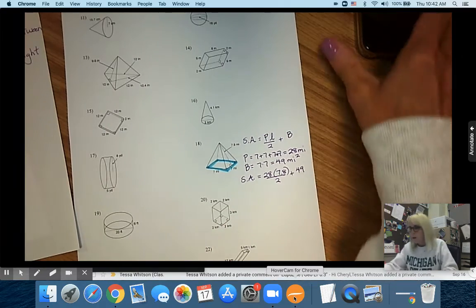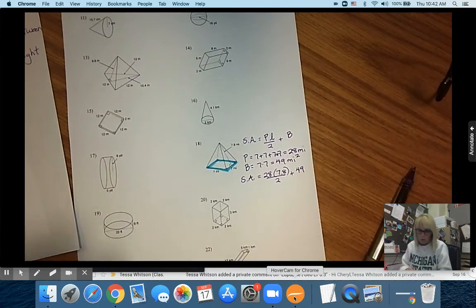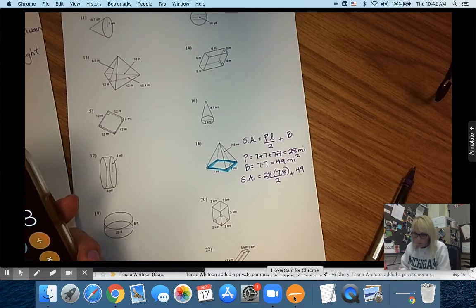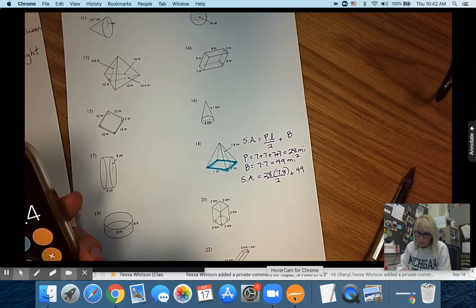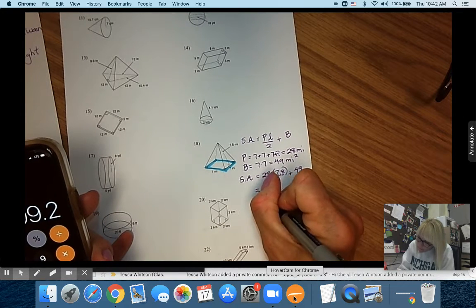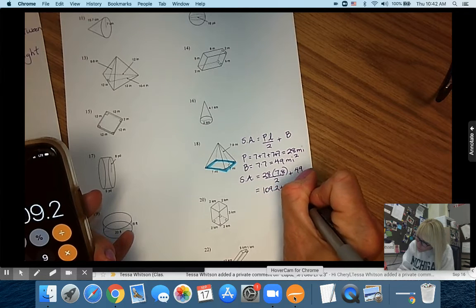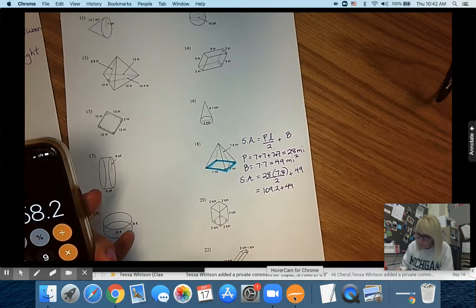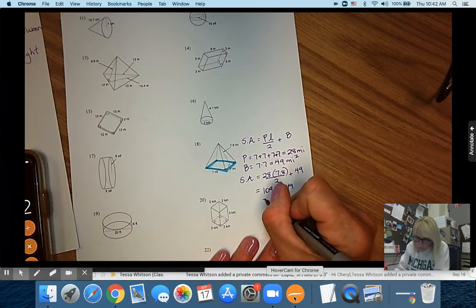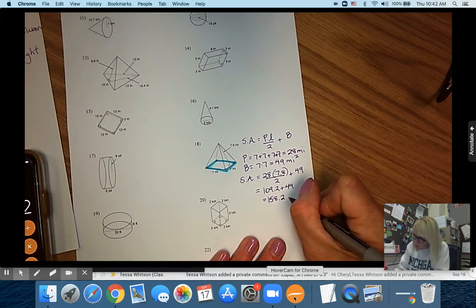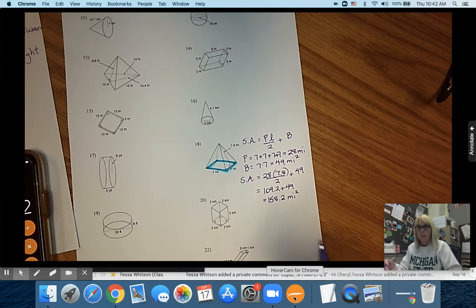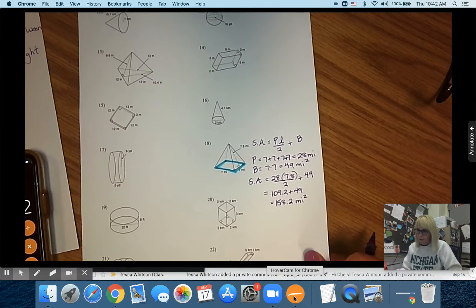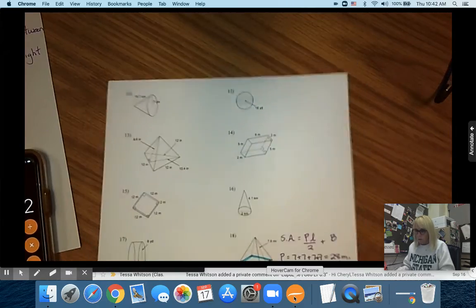Okay, so I don't know what I did with my calculator, so I'm going to use my phone, which, reminder, you cannot use a phone on an assessment. So I'm going to type in here 28 times 7.8 divided by 2 equals, and that's 109.2 plus 49. I'm going to add 49, which I could do in my head and probably should, and that equals 158.2 square miles. Remember, area is always in square units, and this is surface area. Okay, let's do at least one more.